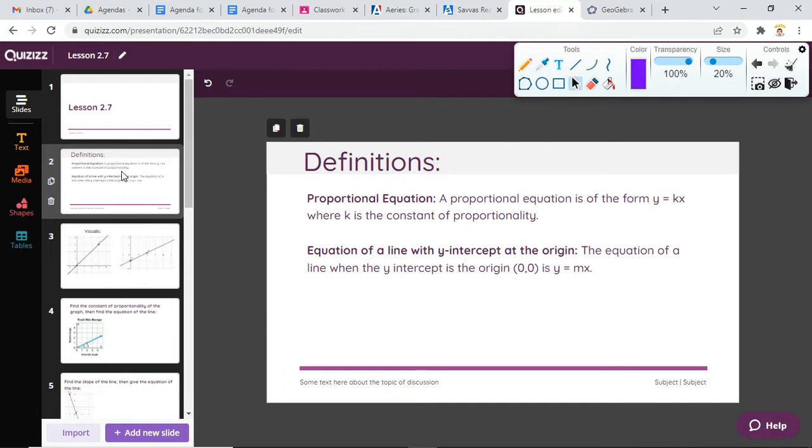So when we're working with the equation of a line with the y-intercept at the origin, the equation of the line would be y is equal to mx. Y is equal to mx. Now let's compare that to our other equation, y is equal to kx. Remember, the slope is the same as the constant of proportionality, meaning m is equal to k. So this totally makes sense. We just simply replaced our k with an m. The k became an m because m stands for slope, k stands for constant of proportionality. So your proportional equation is the exact same as your equation of a line with the y-intercept at the origin.